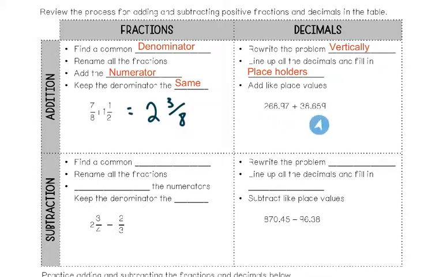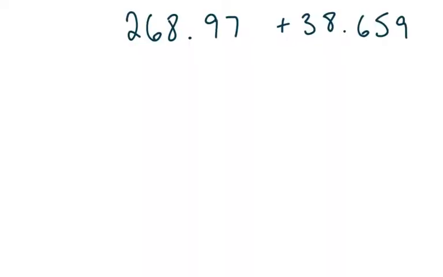So I'm going to take this problem on a separate piece of paper or on your mini whiteboard, and we're going to do that together. If you remember how to do this or you want to try it by yourself, you might want to go ahead and try it, and then we can press play whenever you're ready to check. So the problem was 268.97 plus 38.659 thousandths. So then you look at your instructions. It says rewrite the problem vertically. So we're going to write this on top of each other.